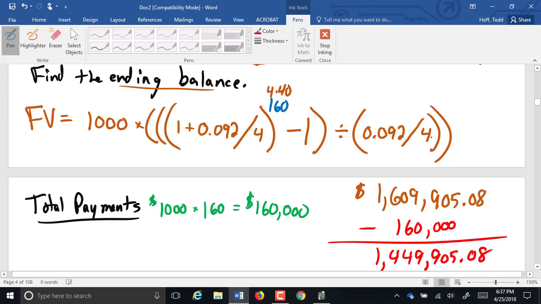So 1.4 million of that was interest. That's the power of time.